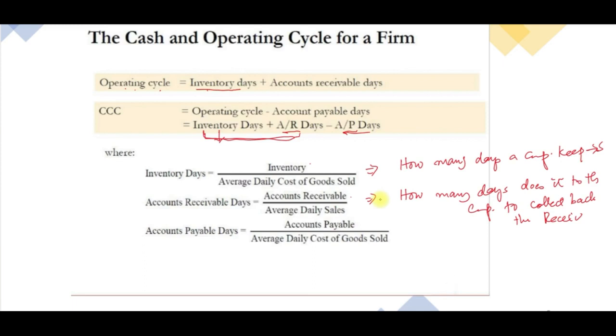Account payable days means account payable divided by average daily cost of goods sold, meaning how many days the company takes to pay back the suppliers. So we will calculate the cash conversion cycle or operating cycle through these heads. You will see that in the next example.